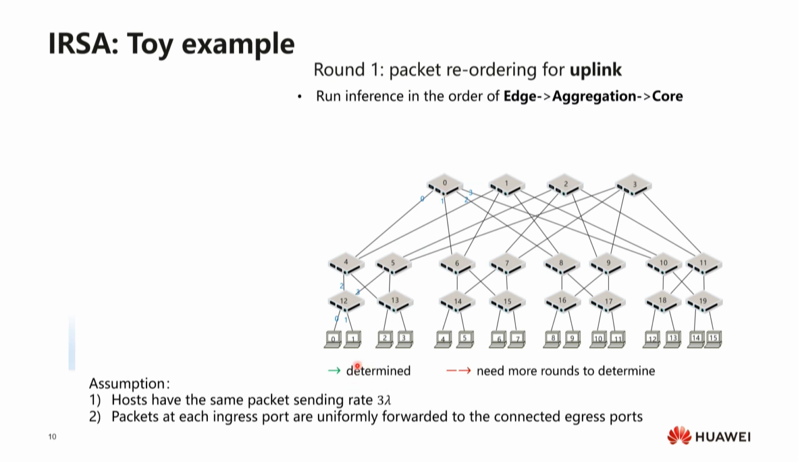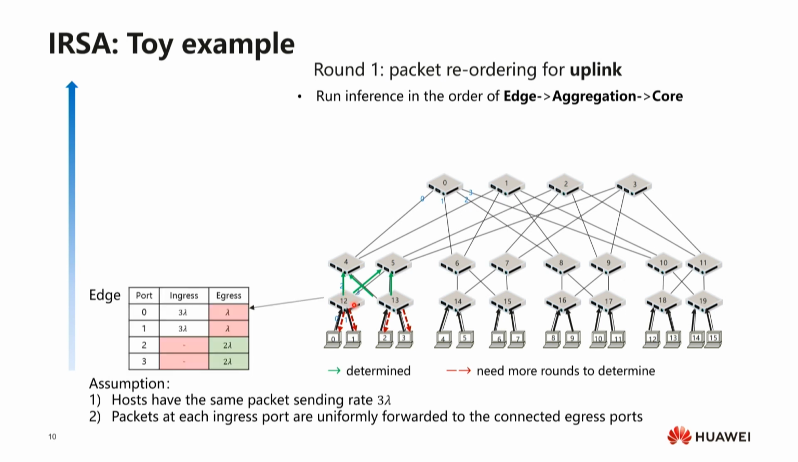And first, here is the input of 3 lambda rate, and then because they are uniformly divided, we can see these green links, they are of 2 lambda. But for these links, the red ones, we are still unknown because we don't know the input from the port 2 and 3 of the edge switch. So we put it in a table, and with the green, we mean that they are determined. With red, we show that they need more turns to be determined.